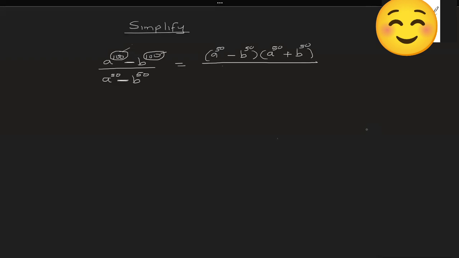It's a difference. There's a minus in between there. And we are going to divide the 50 by 2. There's 50 here, the power by 2. So we're going to have two brackets again because it's a difference between two squares. So we're going to have a minus here and a plus there. And then we're going to have a to the power of 25, b to the power of 25. And you write that exactly in the next bracket as well.